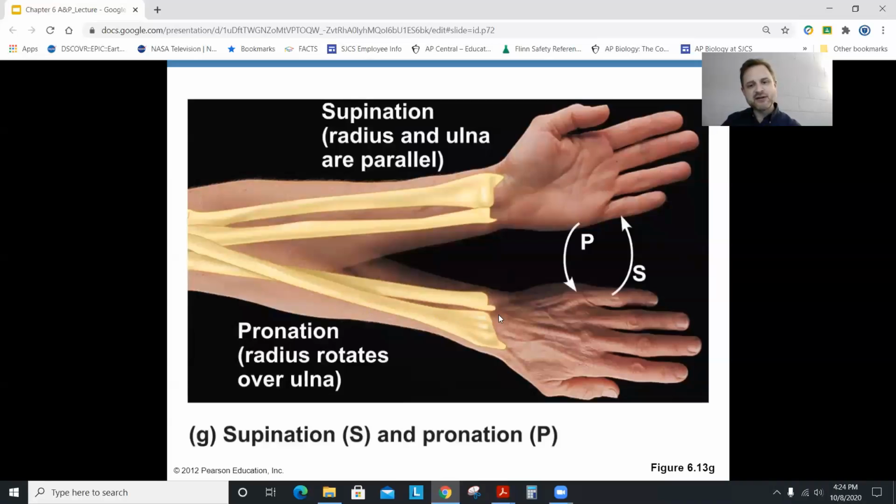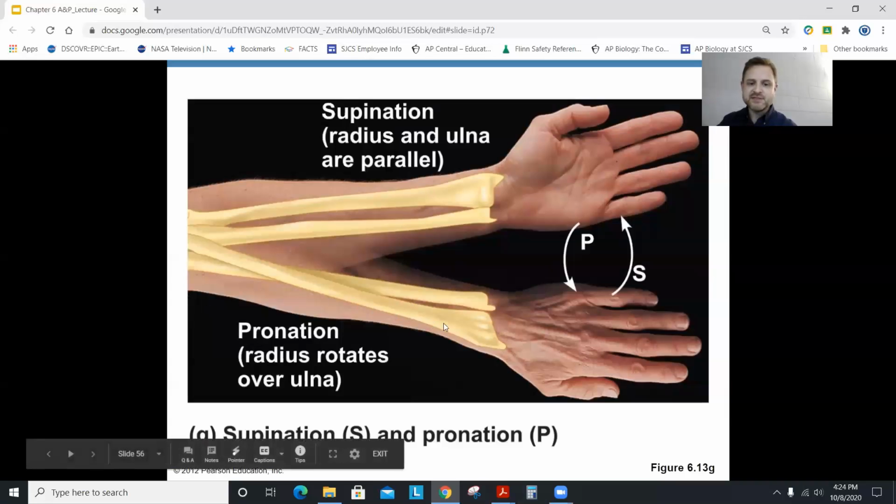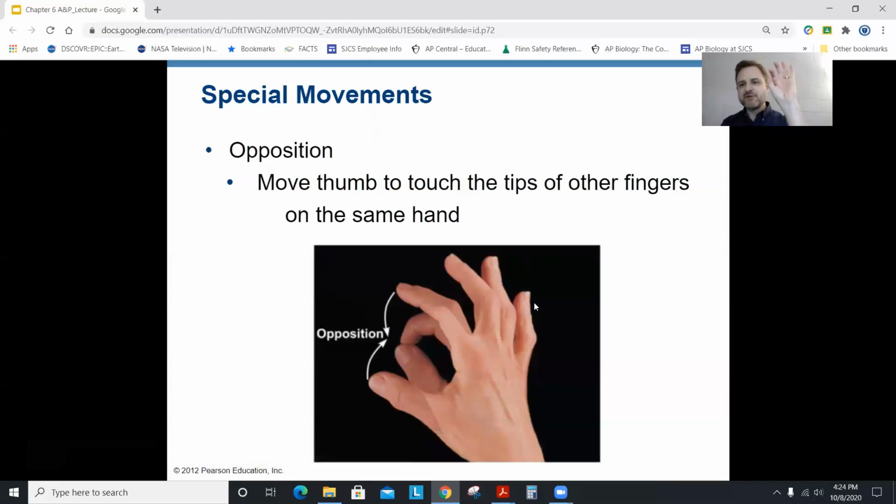If you look at this diagram, when you're doing a supination, the radius and the ulna are parallel. When you're doing a pronation, when the back of your hand faces forward, the radius and the ulna actually cross and form like an X. So this is the supination form, the parallel. This is pronation, and the radius and the ulna are crossing, like you can see in this diagram. Opposition, this is simple. Just taking your thumb and touching it to each of your fingers, that's called opposition. On the same hand, obviously.